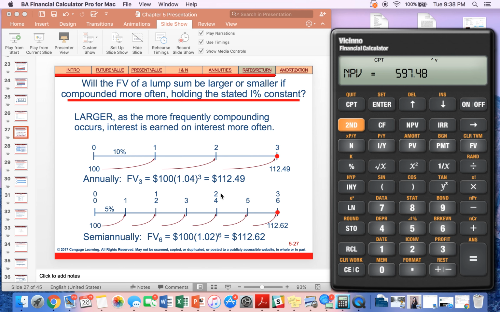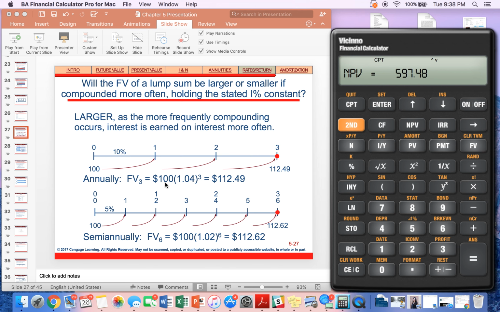But it says, will the future value of a lump sum be larger or smaller if it's compounded more often if I hold my interest rate constant? If you have the same interest rate, but you're compounding more often, you'd be correct in your thinking that you would earn more money. That's correct because you have more compounding periods. So if we look here, let's simply break this timeline down.